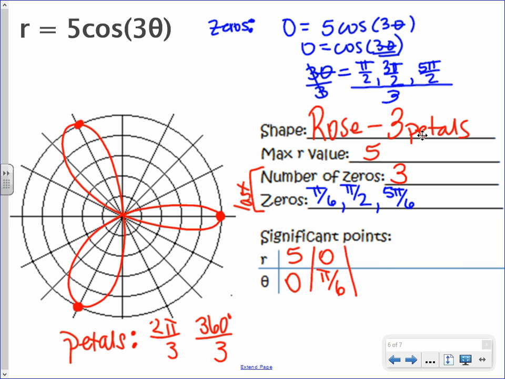For Rose curves and Rose curves only, I only need 2 significant points. I need to see your first petal, and I need to see your first 0. From there, you're just going to use symmetry to draw everything. There's no need for you to write down all those numbers, okay? I'm going to look at your graph. What do you think?